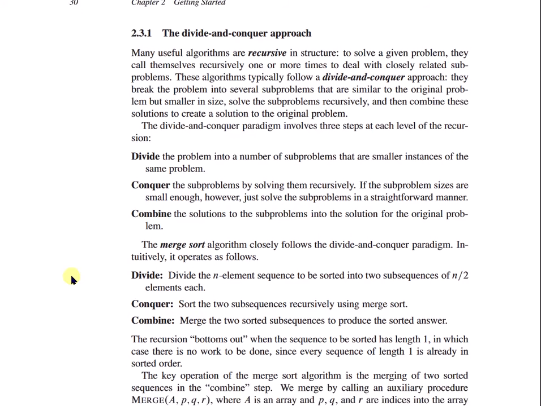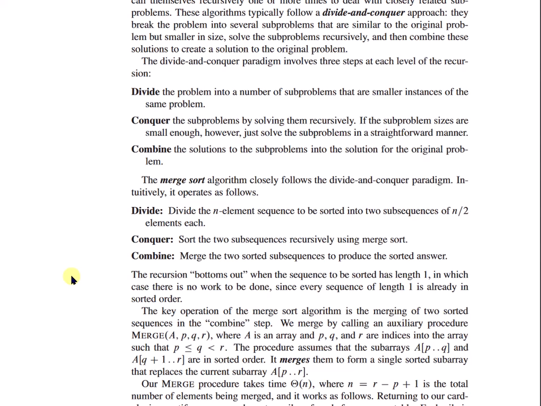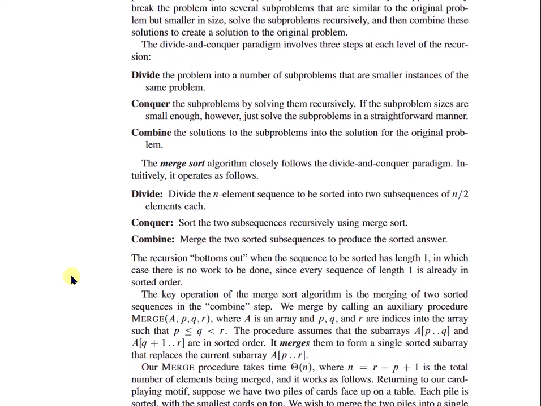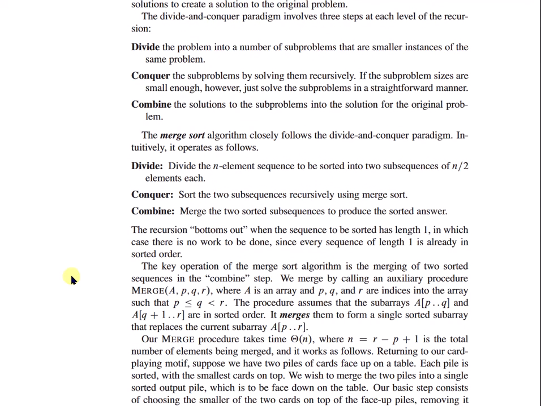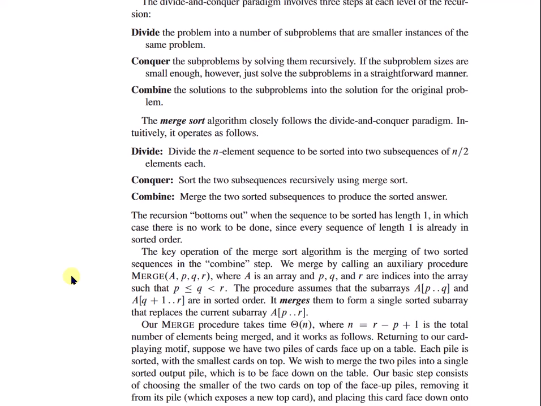The merge sort algorithm closely follows the divide and conquer paradigm. Intuitively, it operates as follows. Divide the n element sequence to be sorted into two subsequences of n by 2 elements each. Sort the two subsequences recursively using merge sort. Merge the two sorted subsequences to produce the sorted answer. So they are dividing the n element array into n by 2 elements, and then they are sorting it, and then they are combining it.